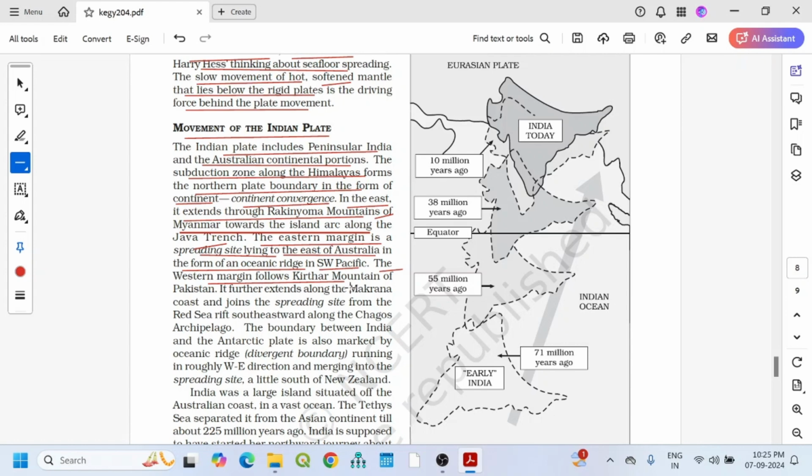The western margin follows the Kirthar mountains of Pakistan. It further extends along the Makran coast and joins the spreading site from the Red Sea rift, southeastward along the Chagos archipelago. The boundary between the Indian and the Antarctic plate is also marked by an oceanic ridge, that is a divergence boundary, running in a roughly west to east direction and merging into the spreading site a little south of New Zealand.